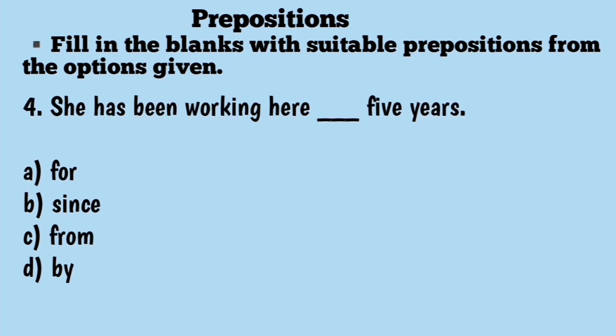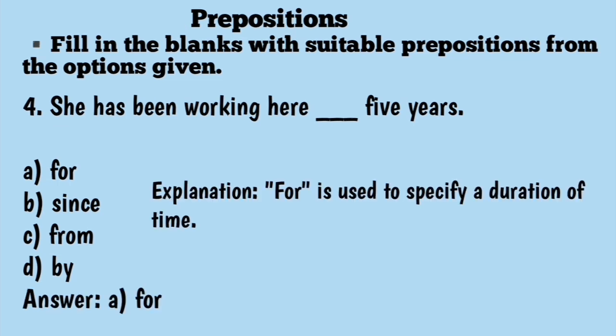Next, she has been working here dash 5 years. Option A, for. Option B, since. Option C, from. Option D, by. Answer is option A, for. For is used to specify a duration of time.